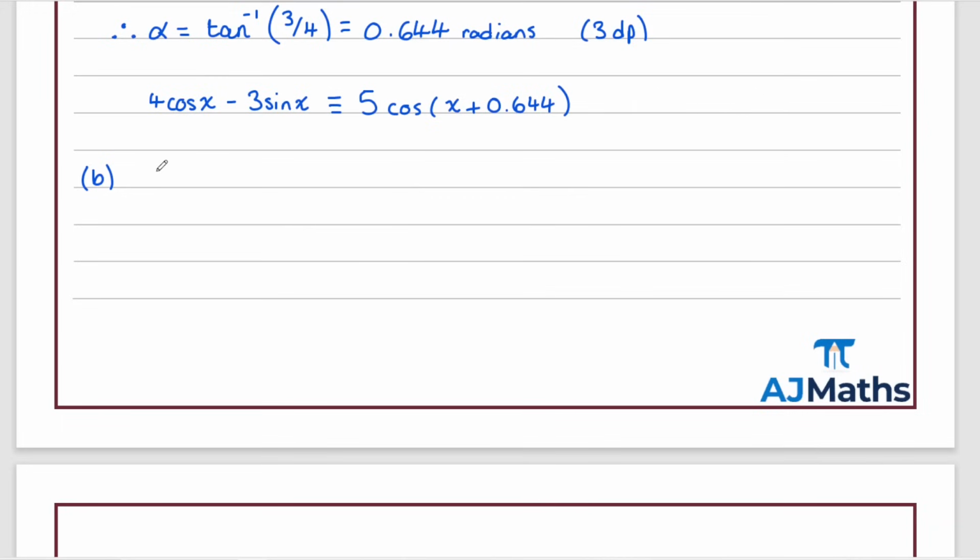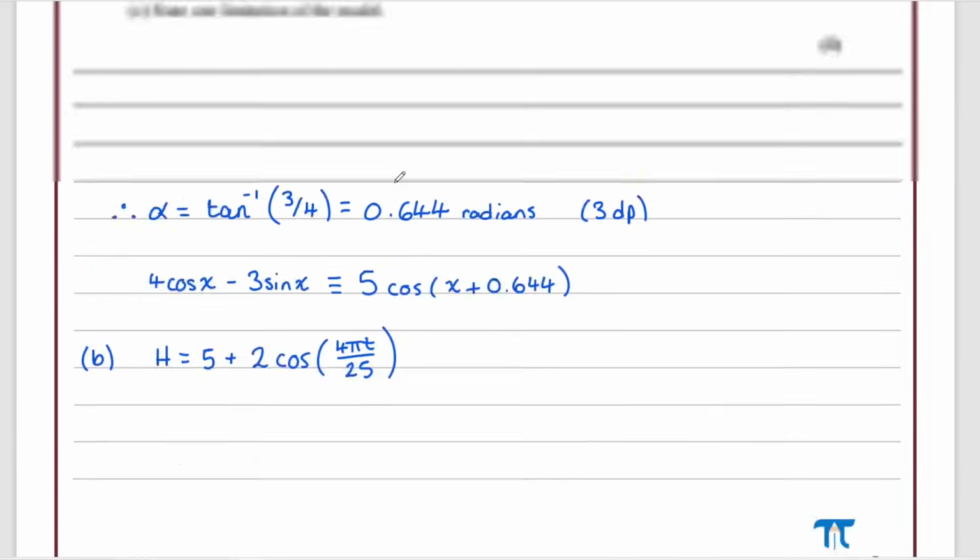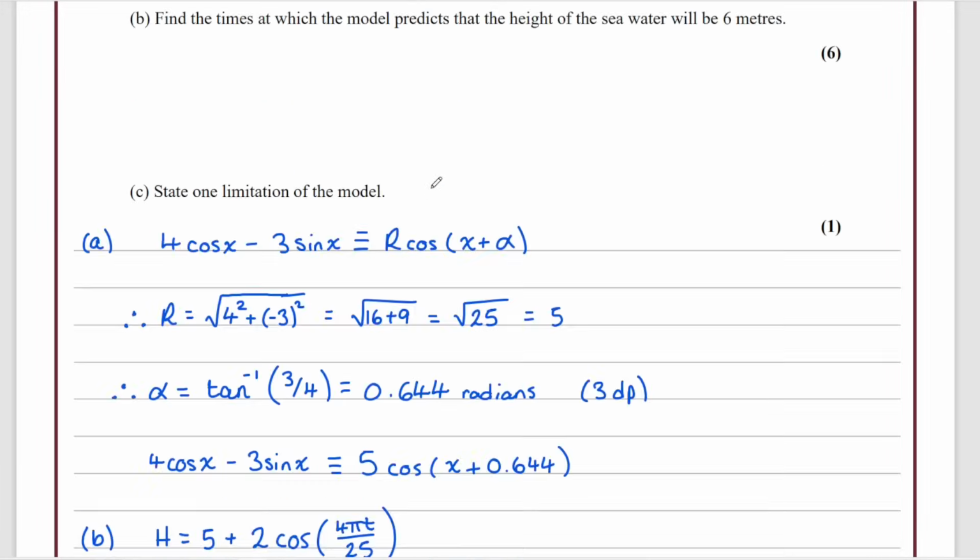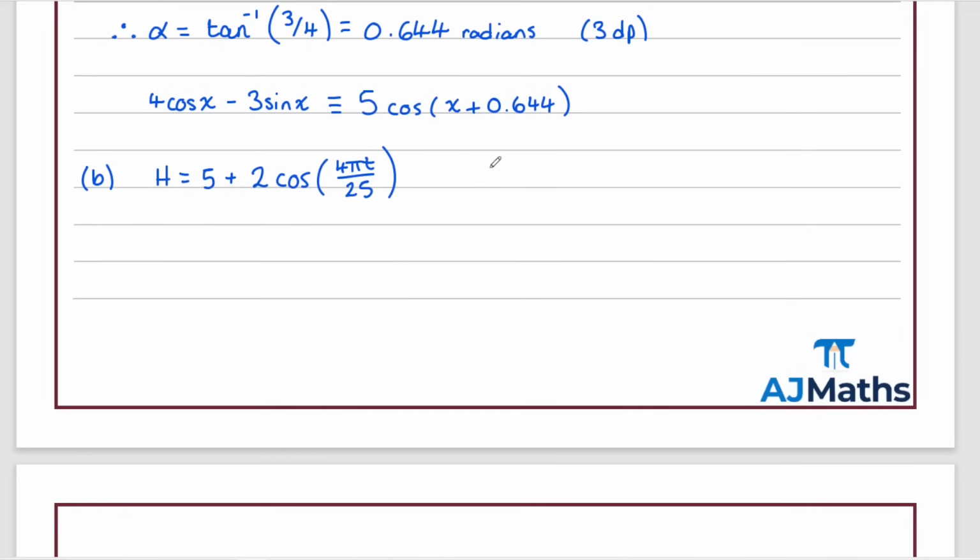Part B then, we had h equals 5 plus 2 cos of 4 pi t over 25. Let me just double check that I've got the argument correct. 4 pi t over 25, perfect. We had then minus 1.5 sine of 4 pi t over 25. Again, the argument's the same. So this is the equation that we're using for part B.